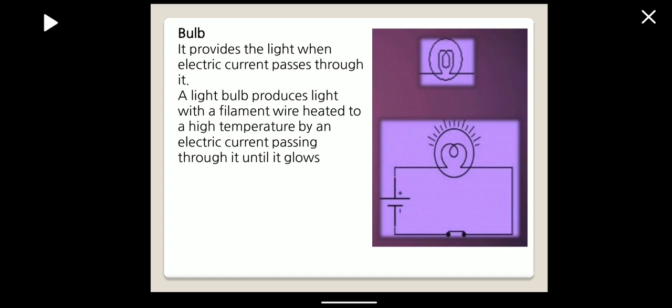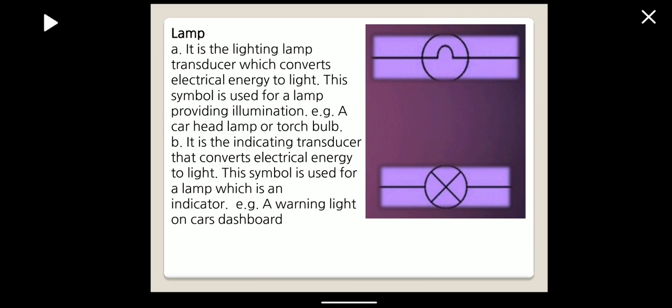Next, the symbol for the bulb. It provides light when the electric current passes through it. A light bulb produces light with a filament wire heated to a high temperature by an electric current passing through it until it glows.